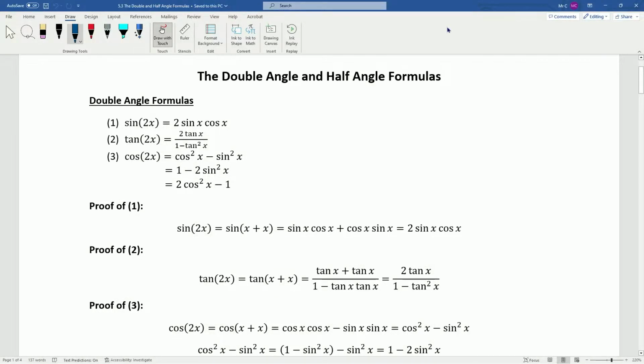Hello everybody and welcome to our video on the double and half angle formulas. So we're going to just start out by jumping straight into these double angle formulas.